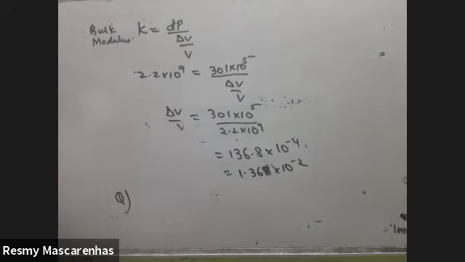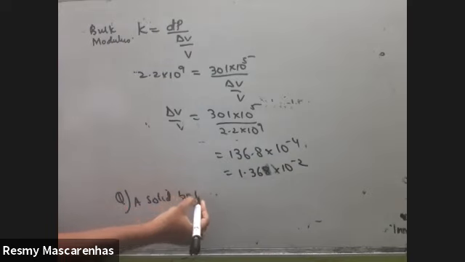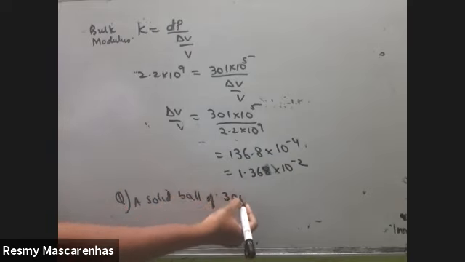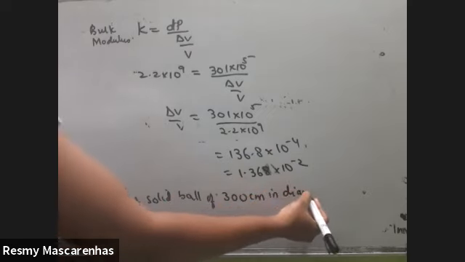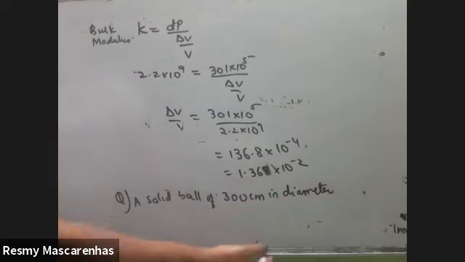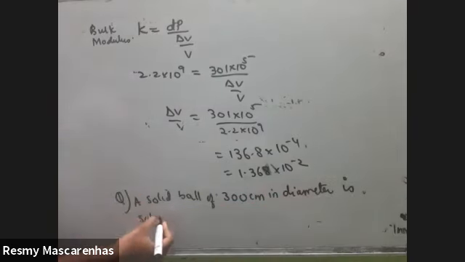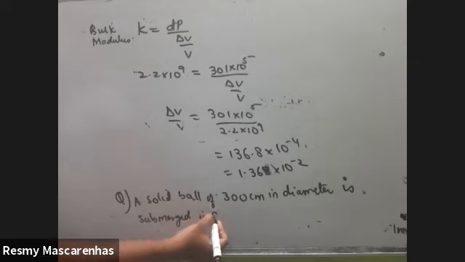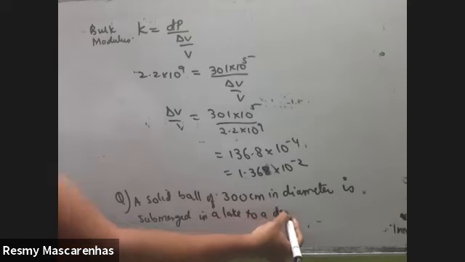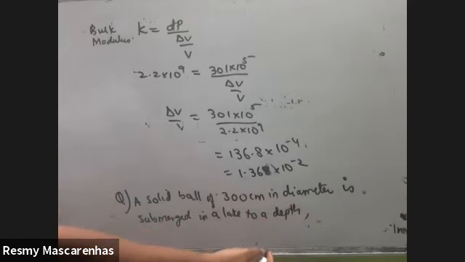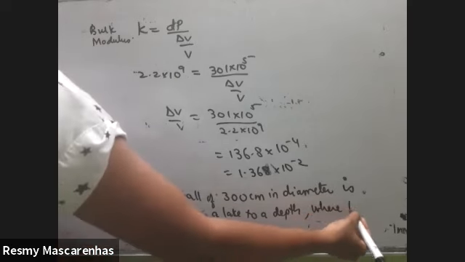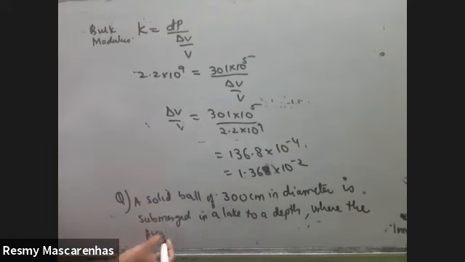Next question. A solid ball of 300 centimeter in diameter is submerged in a lake to a depth where the pressure is 10 raised to 4 kg F per meter square.